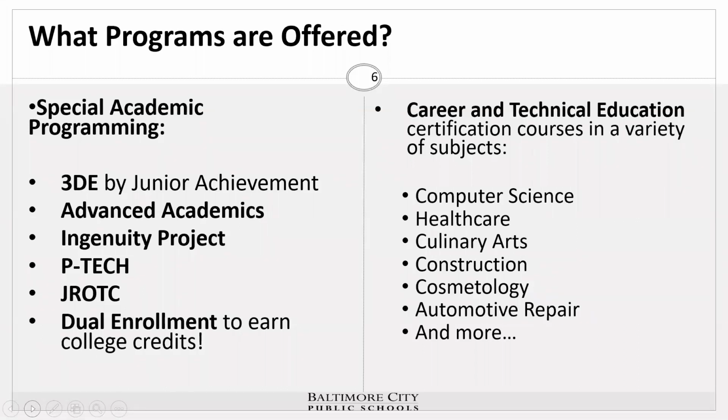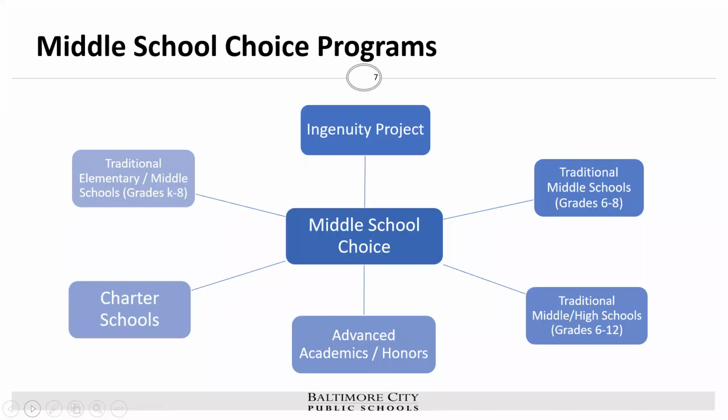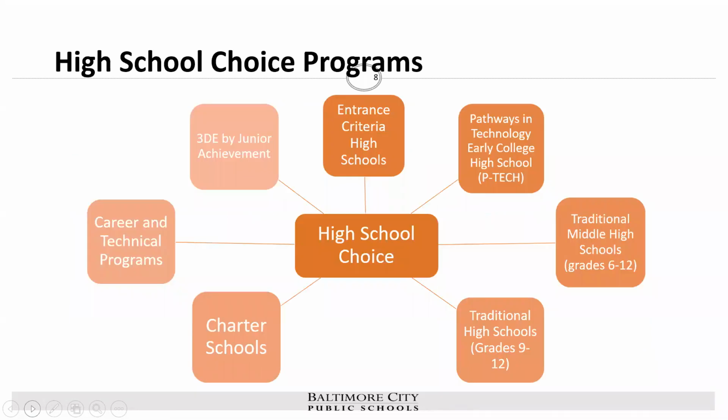Our schools offer a variety of programs, everything from advanced academics and the Ingenuity Project at the middle school level to dual enrollment opportunities, JROTC, and our career and technical education programs offered at the high school level. As stated earlier, for this presentation, we will focus on the advanced academic programming at the middle school level, as well as the entrance criteria high school programming at our high school level.